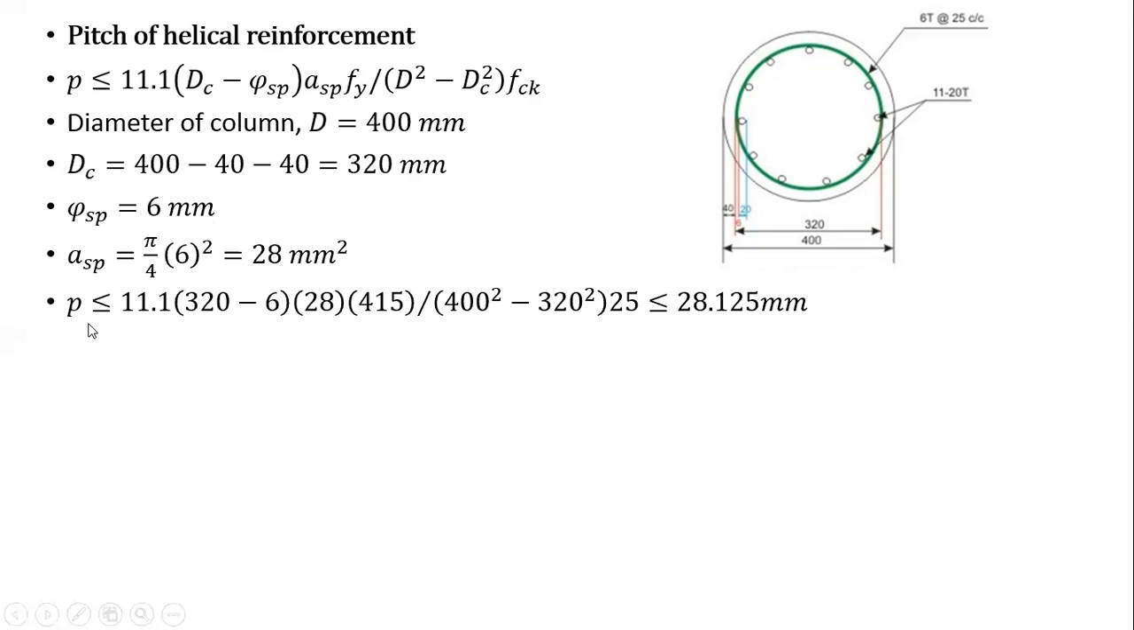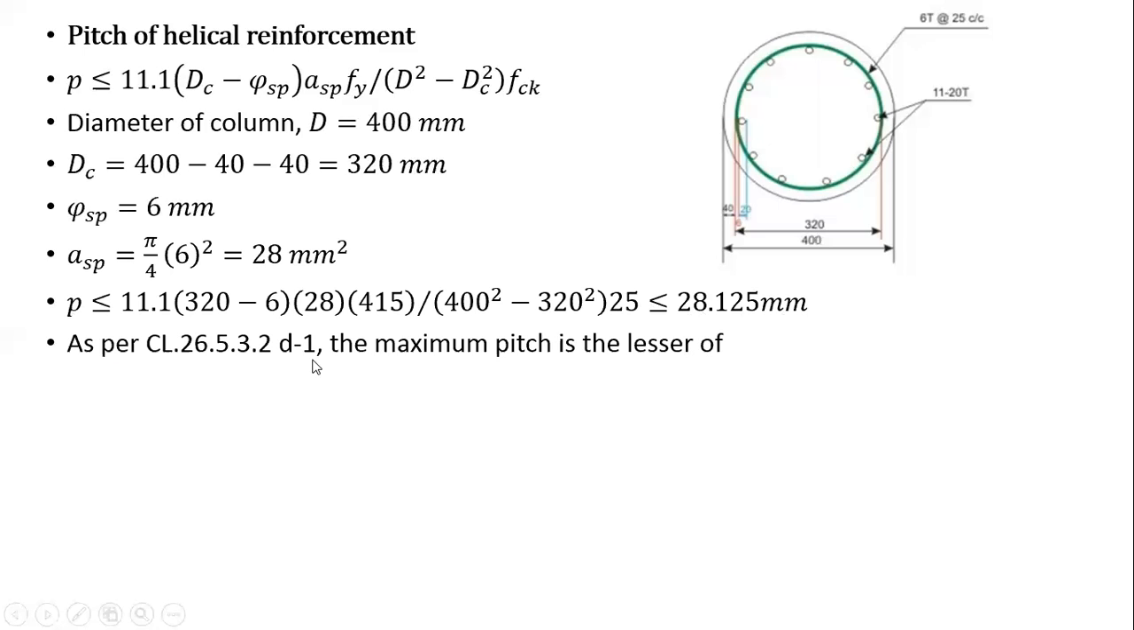Now, this is my formula, 11.1. DC is 320, phi is 6, ASP is 28, Fy is 415, divided by D square, which is 400 square, minus DC, which is 320 square, FCK is 20. So when you solve this, the pitch comes out to be less than or equal to 28.125 mm. So whatever pitch you have provided in this column should be either equal to 28 or less than 28. So you will check whether it is okay or not.